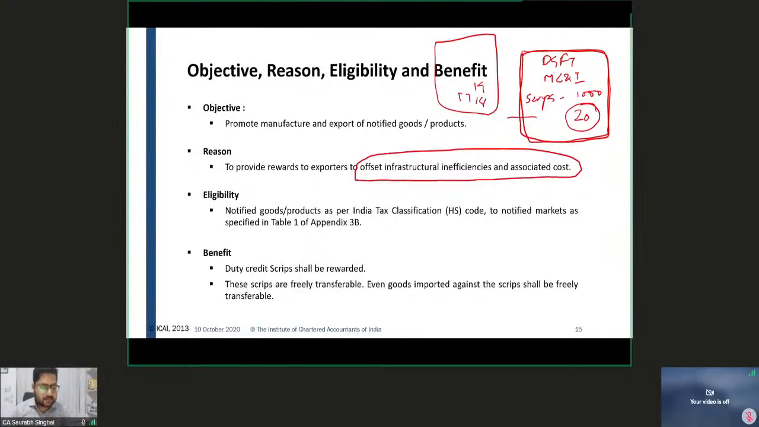What is the benefit under the scheme? As I told you, you are eligible for duty credit scripts. What is the peculiarity of this scheme? The primary USP of this scheme is that these scripts that are issued are freely transferable. You can sell them in the market. There is a complete trade going on of these scripts, and you can very well sell them at 97% of the duty scripts amount.